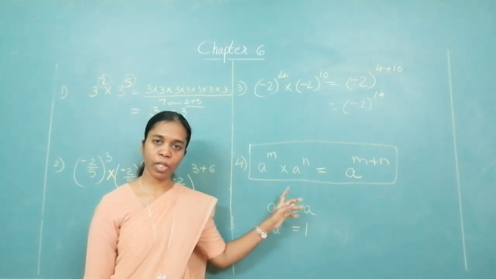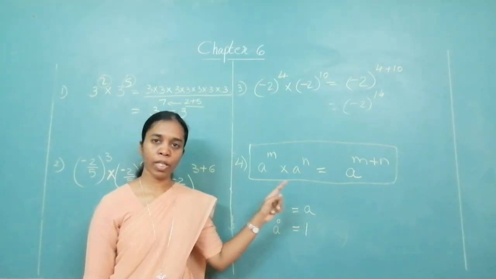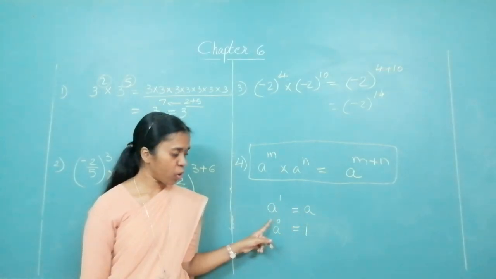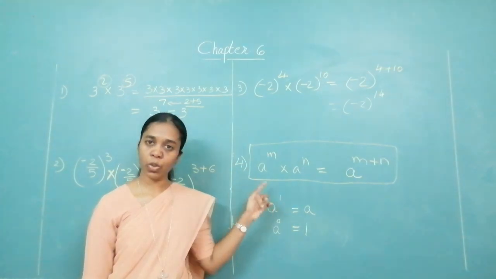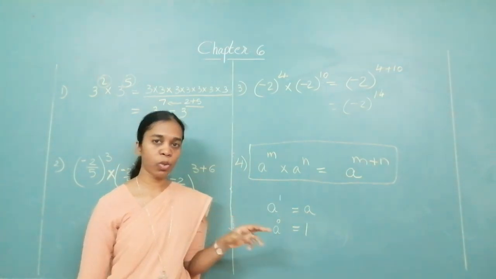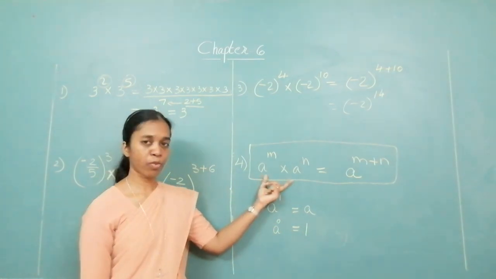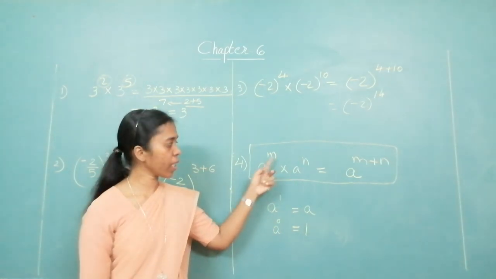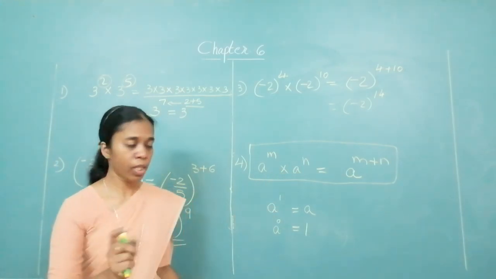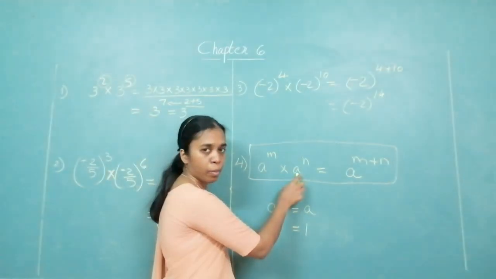That is 7 raised to 1 is 7. 8 raised to 1 is 8. 7 raised to 0 is 1. 10 raised to 0 is 1. Anything raised to 0, the index is 0, is equal to 1. Which is the next formula for multiplication? A raised to M into A raised to N. Please remember the base is same.